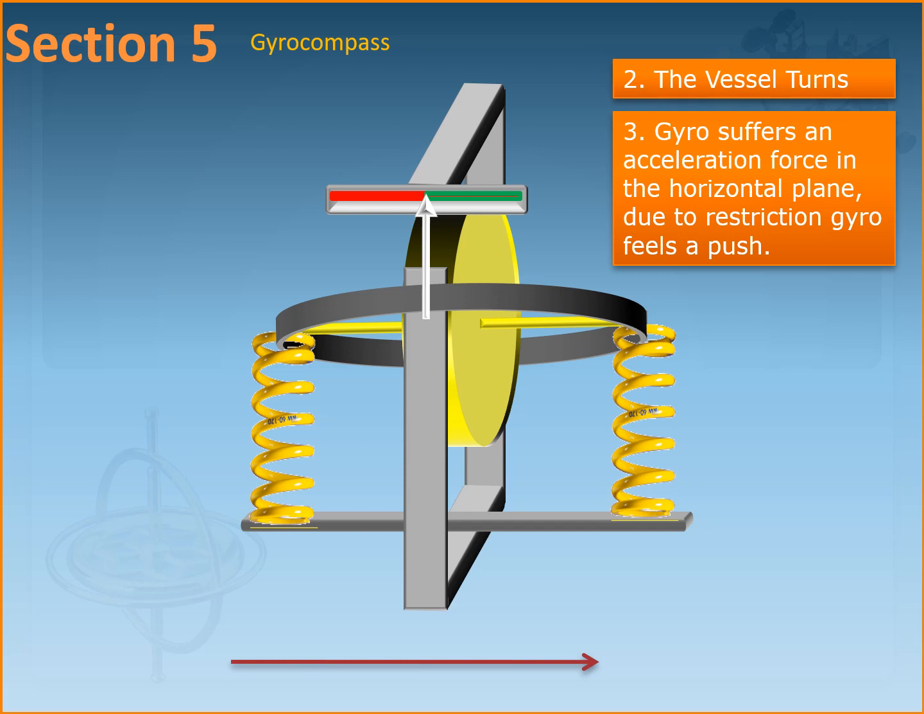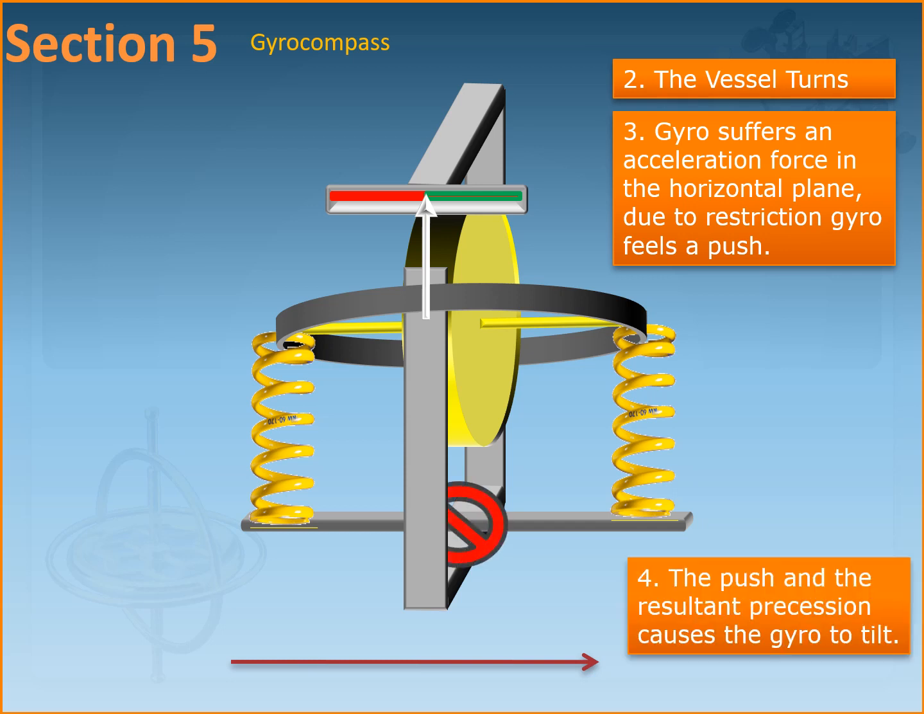Now when the gyroscope feels the horizontal push and the resultant precession causes the gyro to tilt, these springs located above and below the gyro come into play, and the tilt now causes precession in the azimuth, or back to the horizontal plane. So imagine these springs being pushed, and because the springs are so taut, they cannot be pushed. The spring feels that push from the axis of the gyro, and it pushes back with an equal and opposite force.